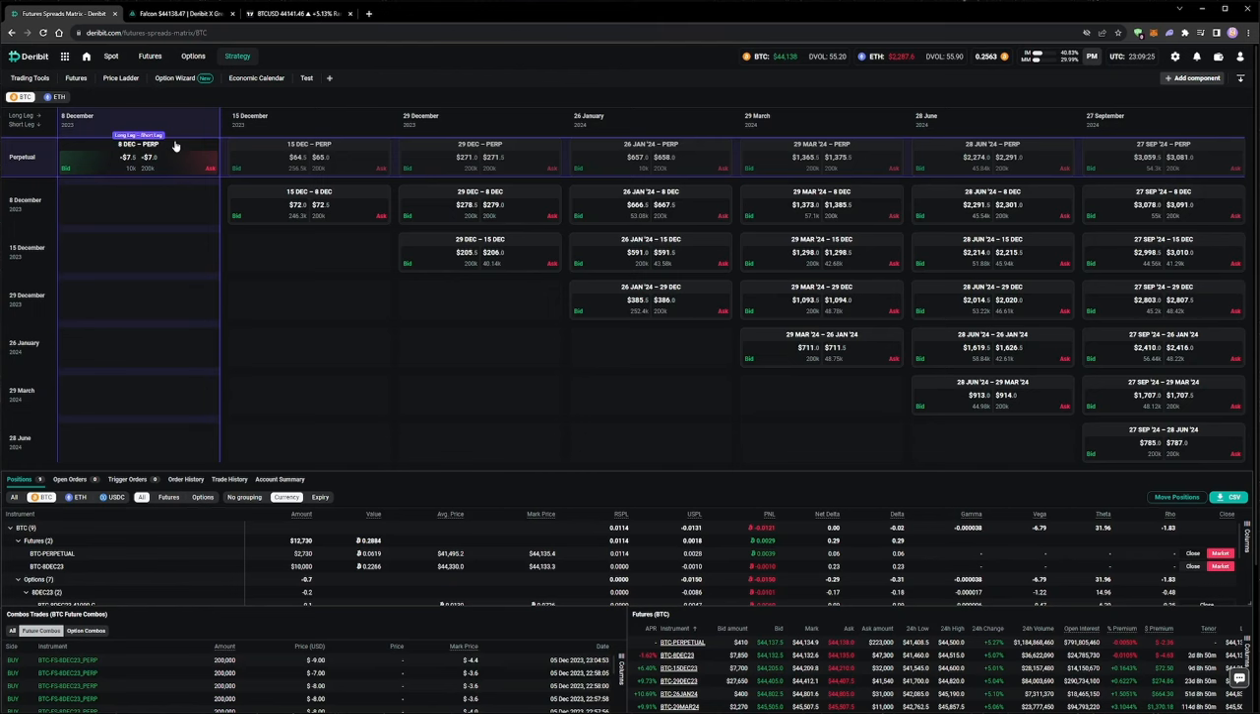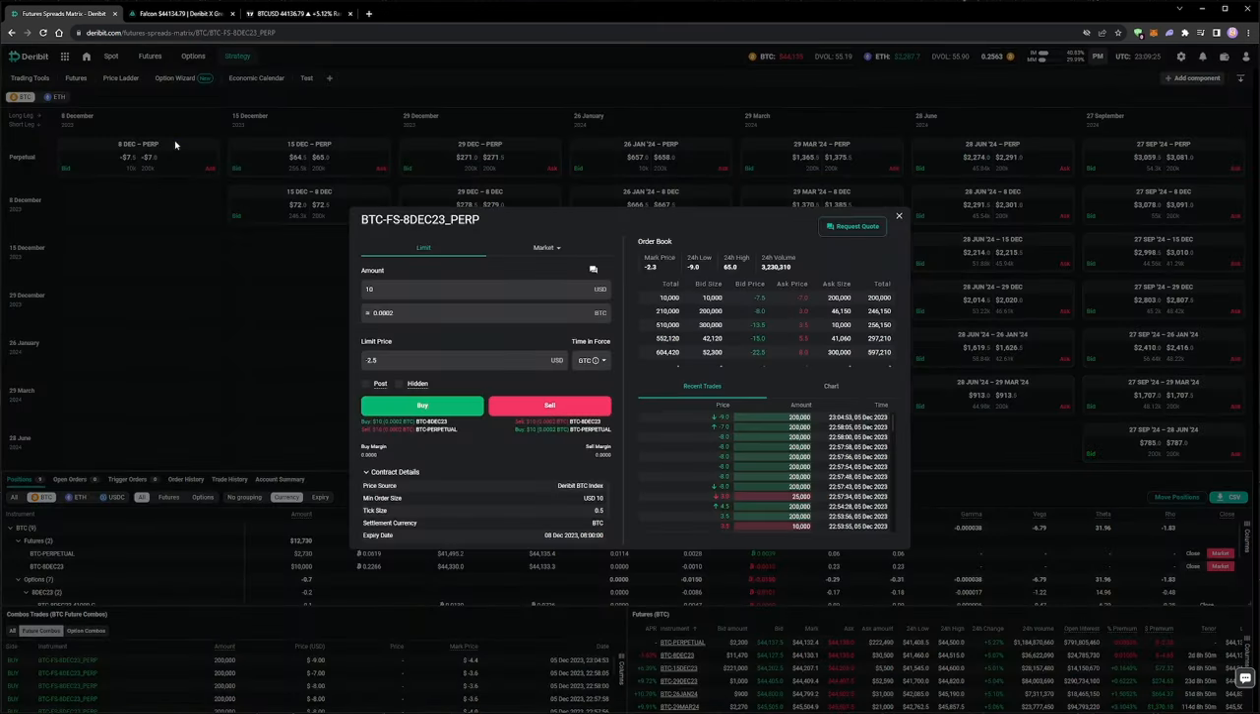Some basic information is displayed for each of the possible spreads, but if we click the one we want, we will see the order form and the order book for this spread. The price of the spread is quoted as the first leg in the instrument name minus the second leg, so the 8th of December minus the perpetual in this instance.